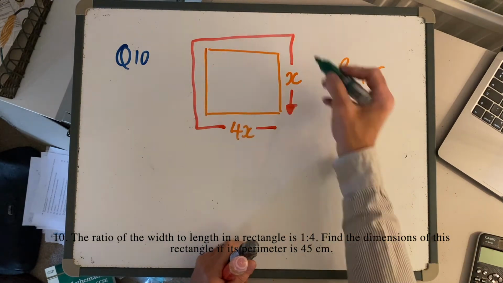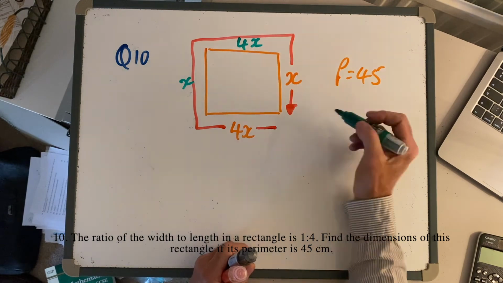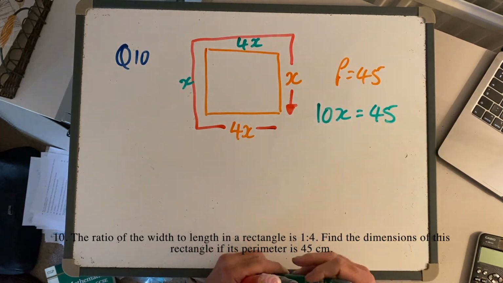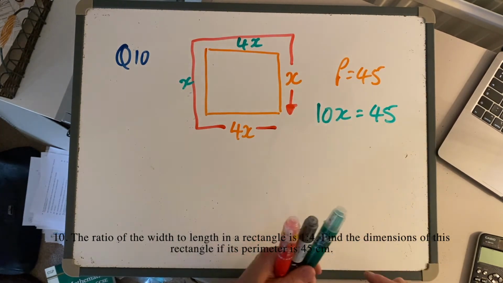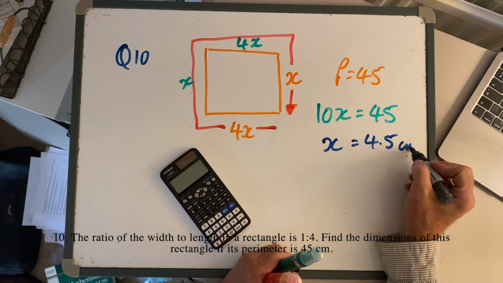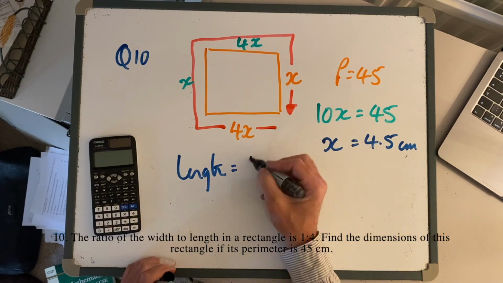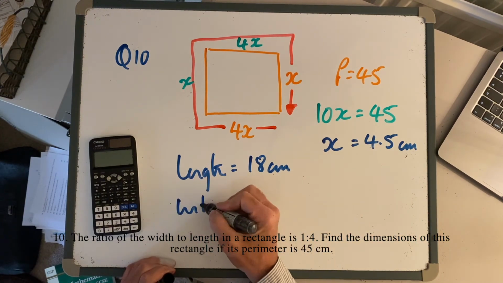Right, perimeter, that's 4x, that'd be 4x, that's x. So we've got 4, 5, 9, 10x equals 45. More complicated here, 10 into 45. You use your calculator if you want to. Divide 45 by 10, and you get 4.5. So we know that x is 4.5, so we know the length is 4 times that. So 4 times 4.5 is 18 centimetres, and we know the width is x, 4.5.